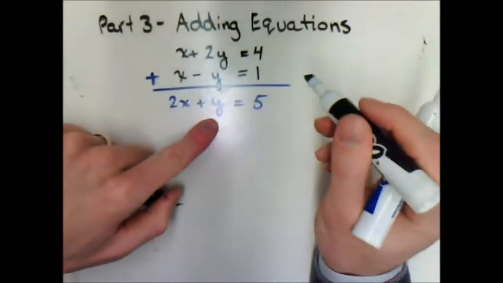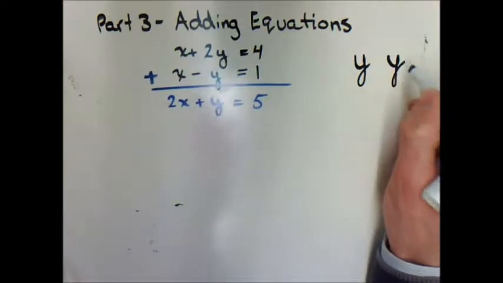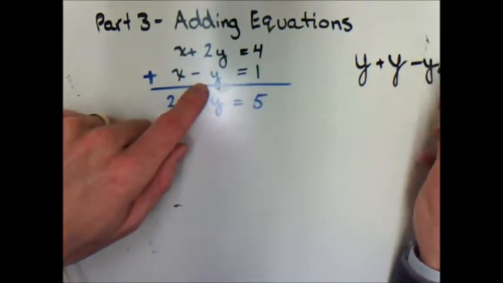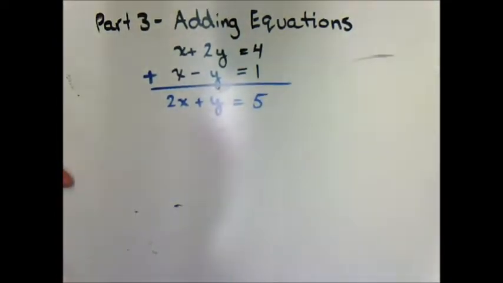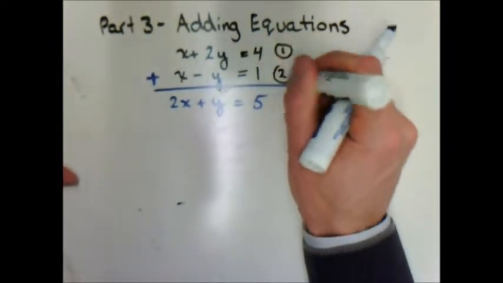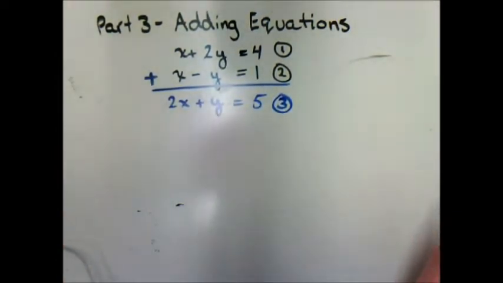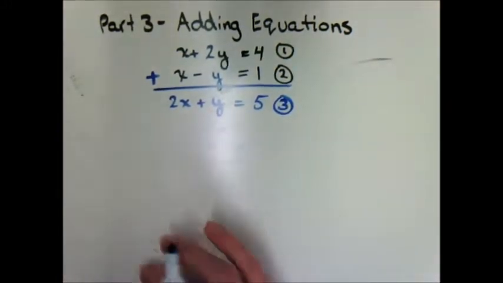Why is it positive y? Was that the question? Yep, because here we have two y's, y, y, and we're subtracting one of the y's. So that leaves us with one y left over. Good question. So now we have equation 1, equation 2, and we have created equation 3. And we are asked to graph each of these 3 lines on the same set of axes.